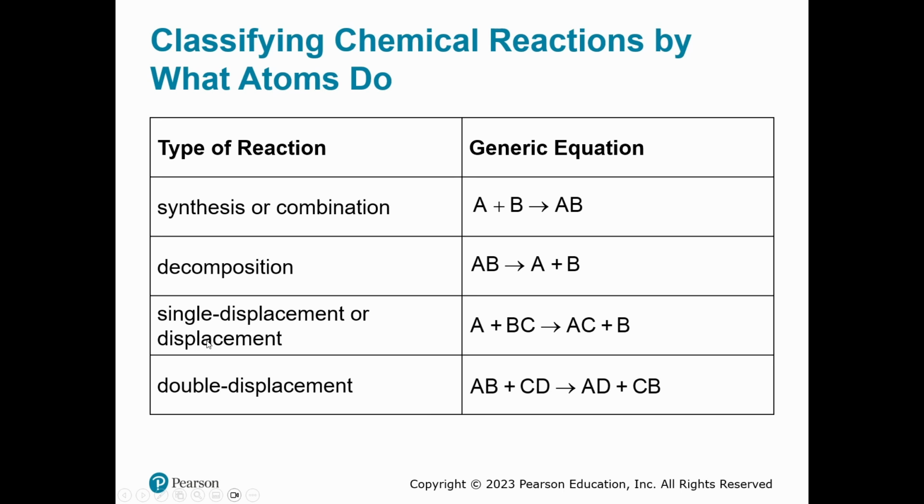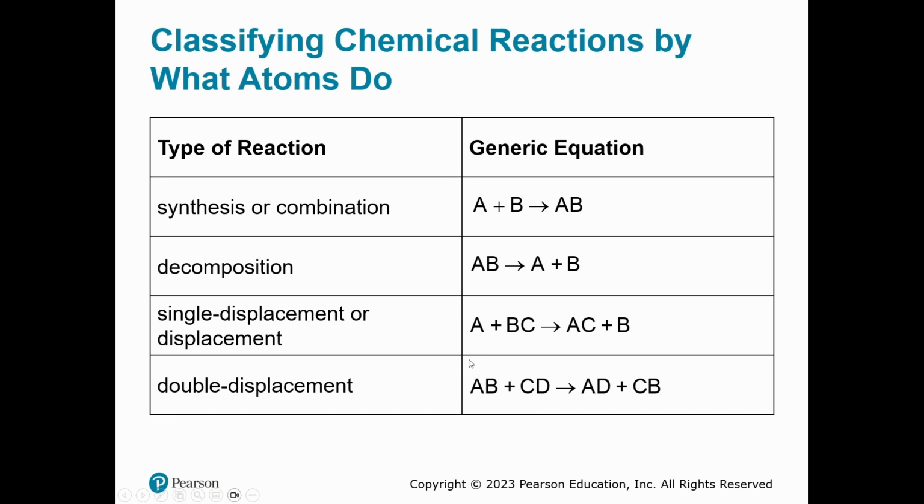Displacement reactions are the ones that we're a little bit more familiar with because we've done these. We did a double displacement where we have two binary compounds, and the anions or the cations, depending on how you want to look at it, switch place. A and C switch partners, so we get AD and CB, just switching groups.